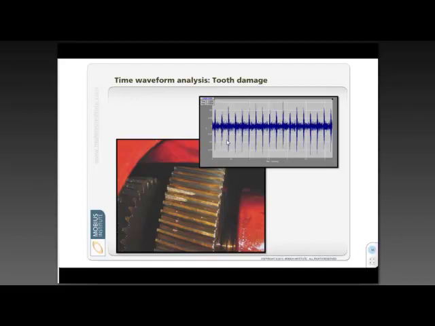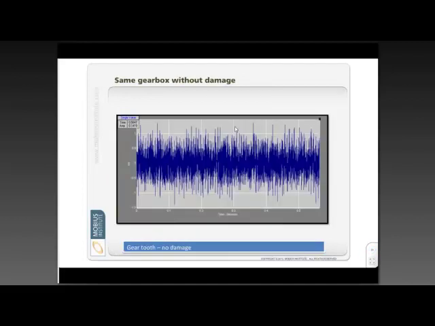Now, if I could look at that time waveform and I can see that once per revolution I'm getting a spike, that tells me that there are some teeth that are damaged. And I can see whether it's one spike or multiple spikes. There's lots of things I can learn, but that tells me exactly what's happening inside the machine.